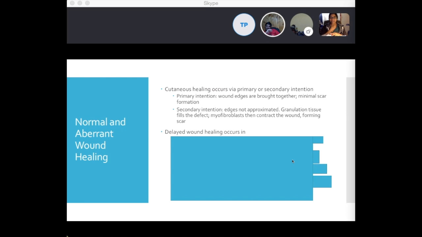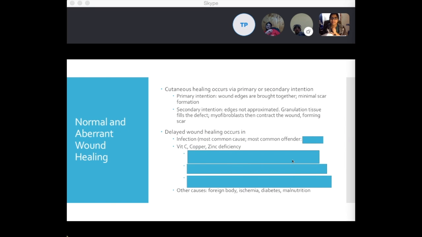So the other ones are infection and foreign bodies, ischemia, diabetes, other causes. Infection is the most common cause where delayed wound healing occurs. So what organism is most common? Staph aureus. There we go.